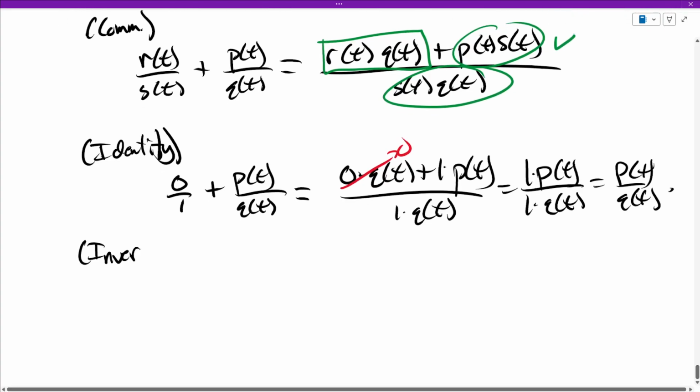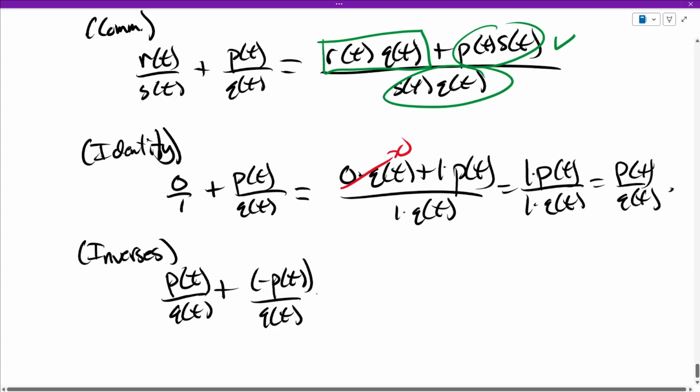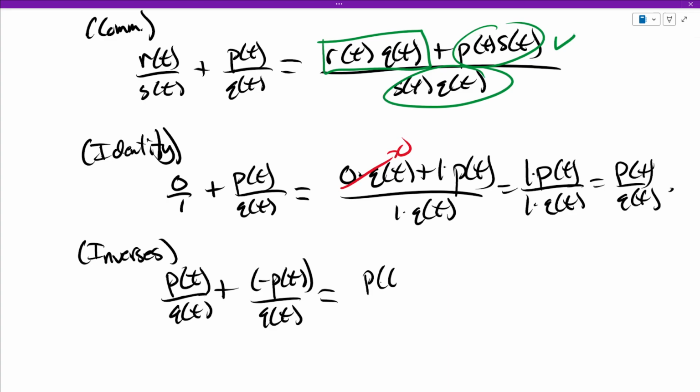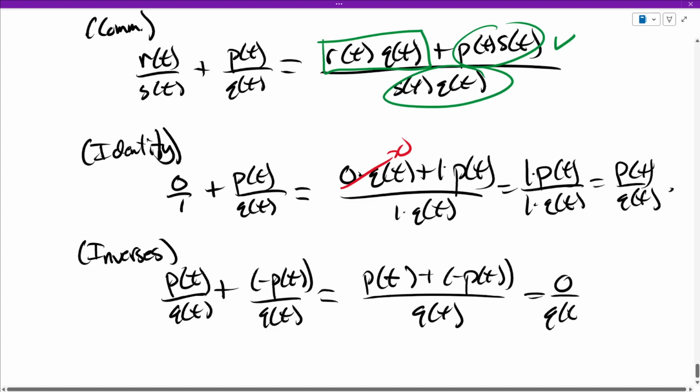Inverses. Well, what do you think the additive inverse of P of T over Q of T is? Well, it's negative P of T over Q of T. And how do you check that? Well, you use the rule. So we cross multiply. Actually, they have the same denominator, so it's equivalent to just adding them. And P plus negative P, well, negative P is the additive inverse of P in the polynomial ring, so that's 0 over Q. But 0 over Q is equivalent to 0 over 1, because when you cross multiply, you get the same thing.